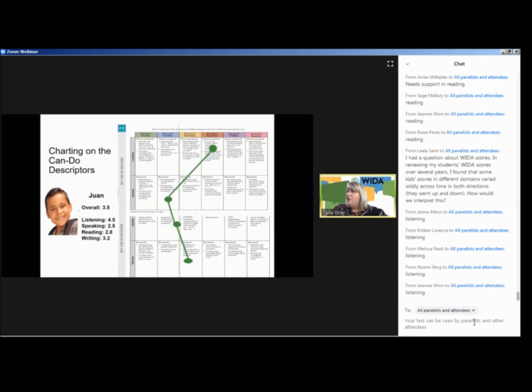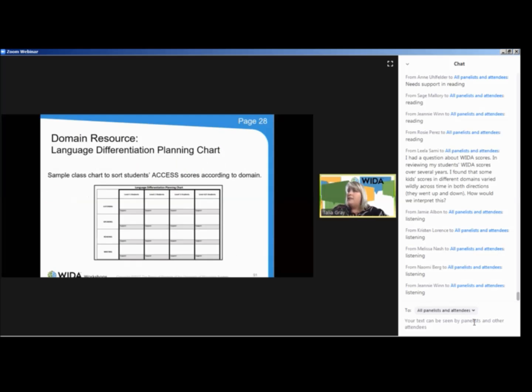All right. So now I want to share with you this resource that you have. And this is a language differentiation planning chart. This is a way that you could sort your class based upon model or access scores according to domain. So this is a chart that I've used a lot, and it just kind of helps you to see. And it also gives a place for you to put the support that you're going to use with each group. So this is a fantastic planning chart.